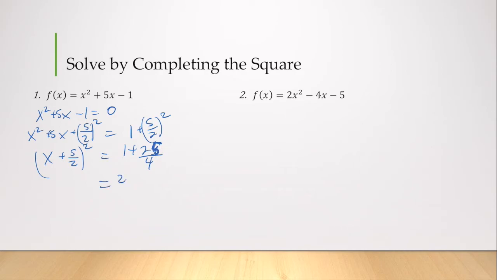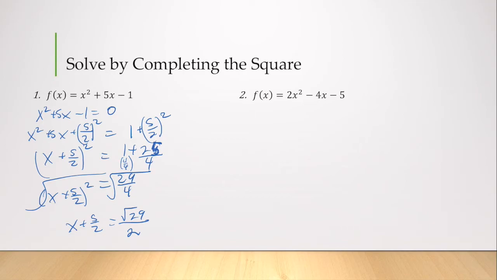That's going to be 29 fourths because 1 is 4 over 4. And in order to add fractions, they have to have a common denominator. X plus 5 halves squared. We take the square root of both sides. I get x plus 5 halves equals plus or minus the square root of 29 over the square root of 4, which is 2. Then we can go ahead and say x equals negative 5 halves plus or minus the square root of 29 over 2. And if I wanted to, I could rewrite that as one fraction. And those are my two x-intercepts.